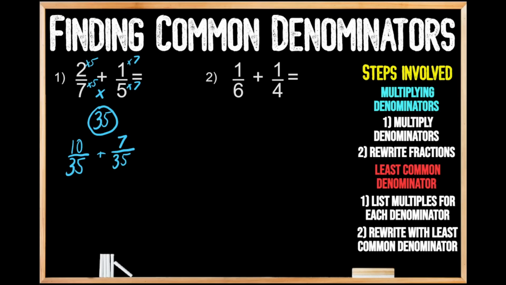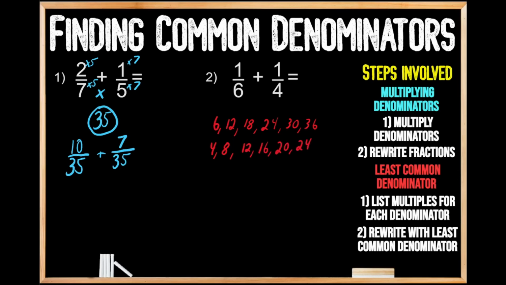And for question number 2, we're going to be learning about how to find the least common denominator as a strategy to find common denominators. And we can see that the first step for finding the least common denominator is to list the multiples for each denominator. So we're going to start out by listing the multiples of 6. We have 6, 12, 18, 24, 30, and 36. Now we're going to list the multiples of 4. We have 4, 8, 12, 16, 20, and 24.